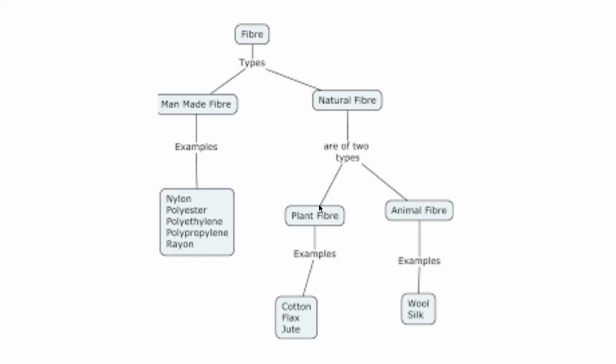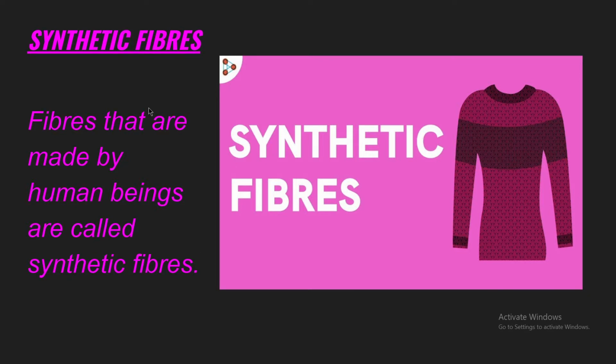Natural fibers are further divided into two sections, plant fiber like cotton, flax, jute, and animal fiber like wool or silk. Here we come to man-made fiber. Man-made fiber is also called synthetic fiber, I just told you. And the examples can be nylon, polyester, polythene, polypropylene, rayon, etc.